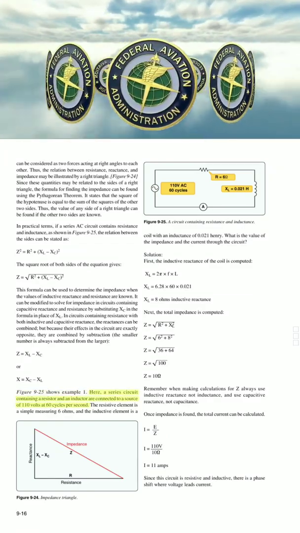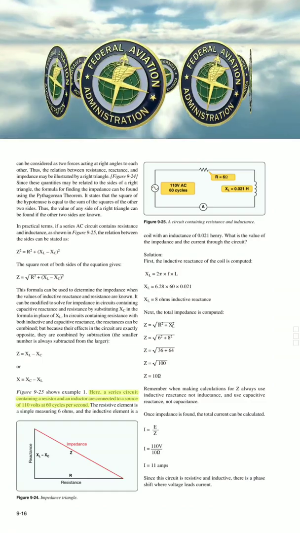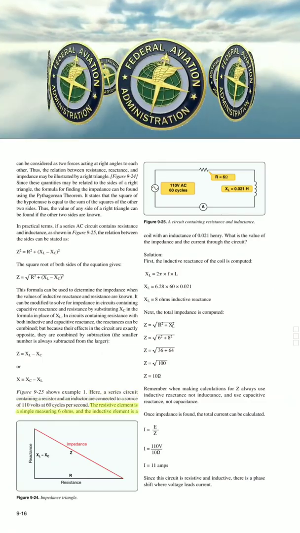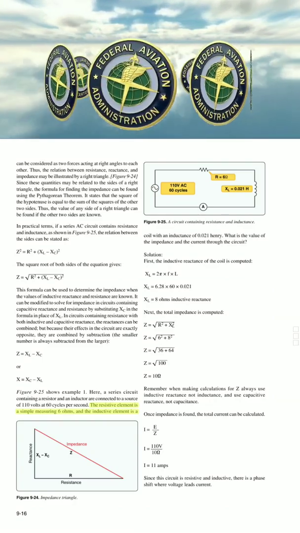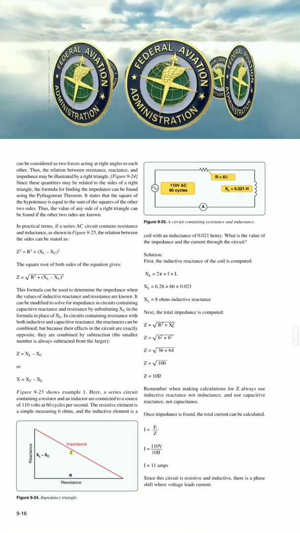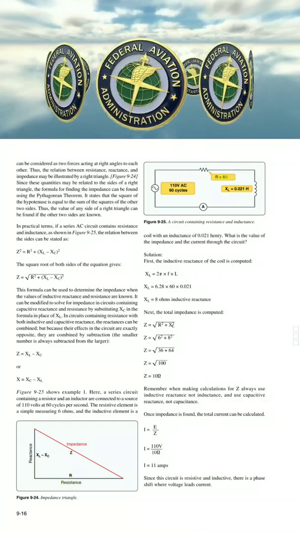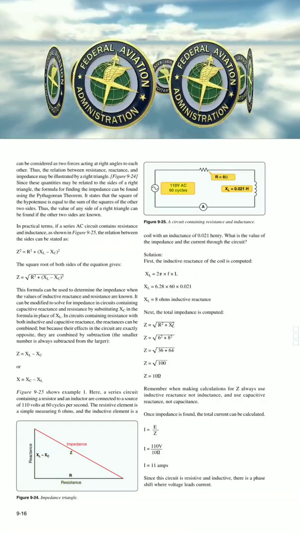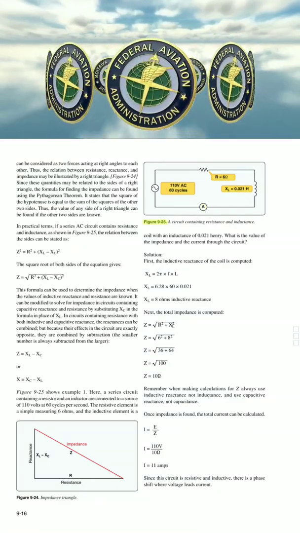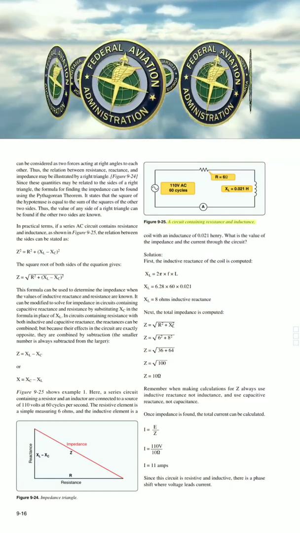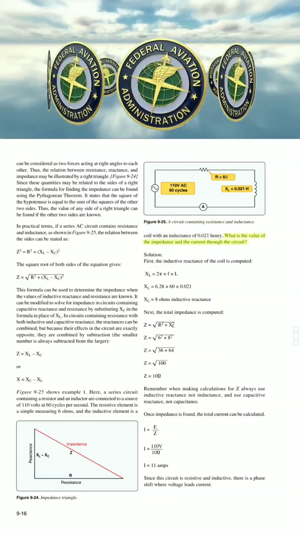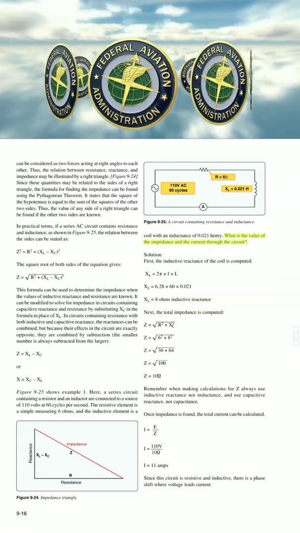Here, a series circuit containing a resistor and an inductor is connected to a source of 110 volts at 60 cycles per second. The resistive element is a simple resistor measuring 6 ohms, and the inductive element is a coil with an inductance of 0.021 Henry. Figure 9-25. A circuit containing resistance and inductance. What is the value of the impedance and the current through the circuit?